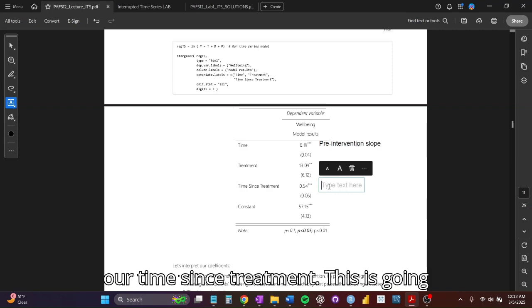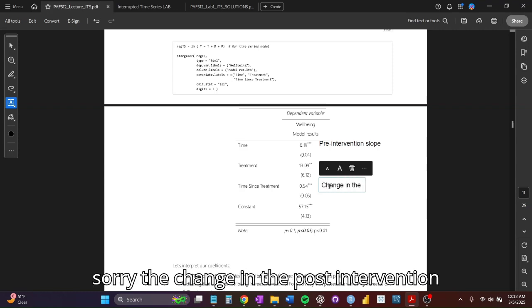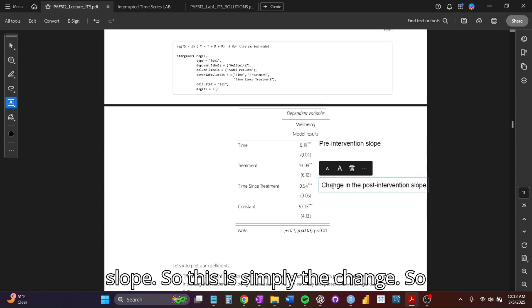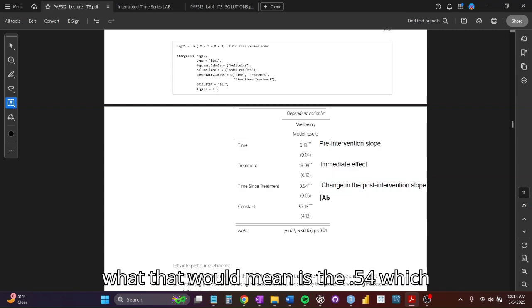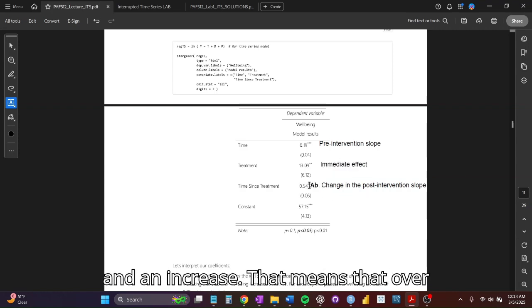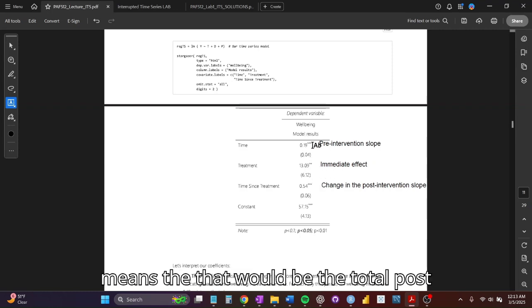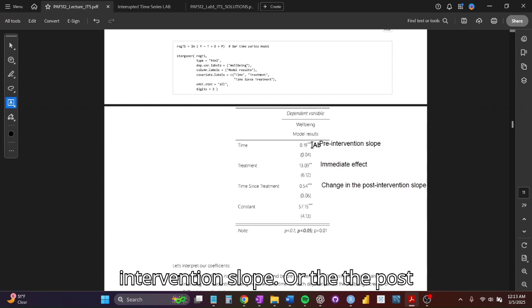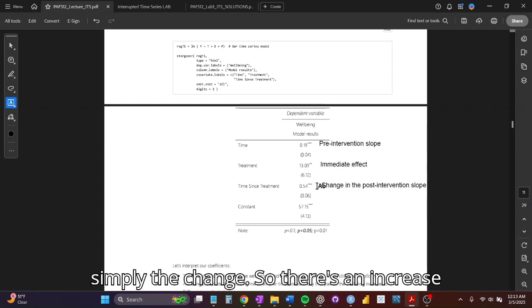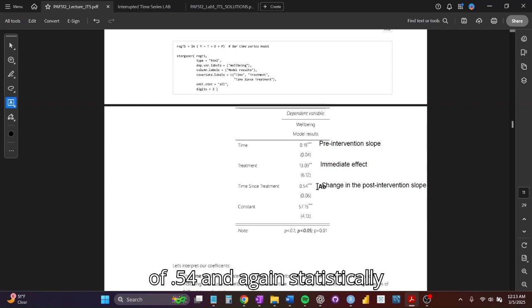So we can attribute the increase to the class being rolled out. And then last, our time since treatment. This is going to be representative of the change in the post-intervention slope. So this is simply the change. So what that would mean is the 0.54, which again is statistically significant here and an increase. That means that over time, the slope increased by 0.54. So this added to time means that would be the total post-intervention slope, or the post-intervention slope in total. This is simply the change. So there's an increase of 0.54, and again, statistically significant.